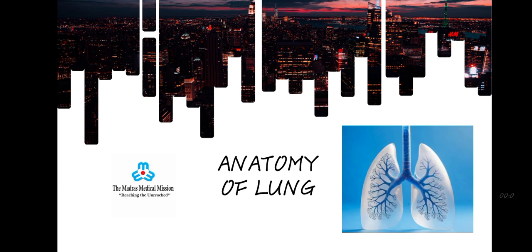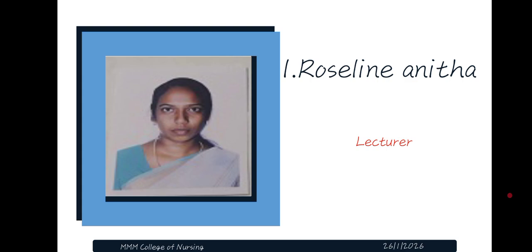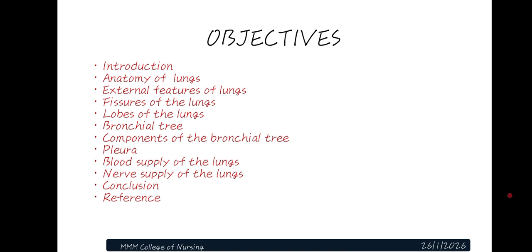I am going to present the topic about anatomy of lungs. Objectives are introduction, anatomy of lungs, external features of lungs and fissures of the lungs, lobes of the lungs, bronchial tree, components of the bronchial tree, pleura, blood supply of the lungs, nerve supply of the lungs, conclusion and references.